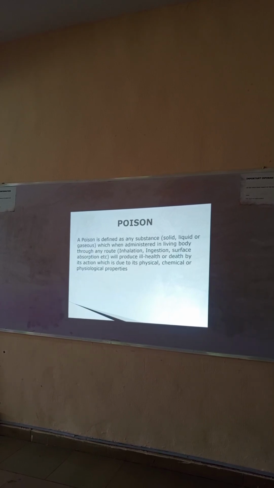A poison is defined as any substance, solid, liquid, or gaseous, which when administered in a living body through any route, inhalation, ingestion, surface absorption, will produce ill health or death by its action, which is due to its physical, chemical, or physiological properties. Talking about the definition, we are all familiar with what poison is, and this just explains to us ways in which it can get into our body through inhalation, ingestion, surface absorption, and so on.